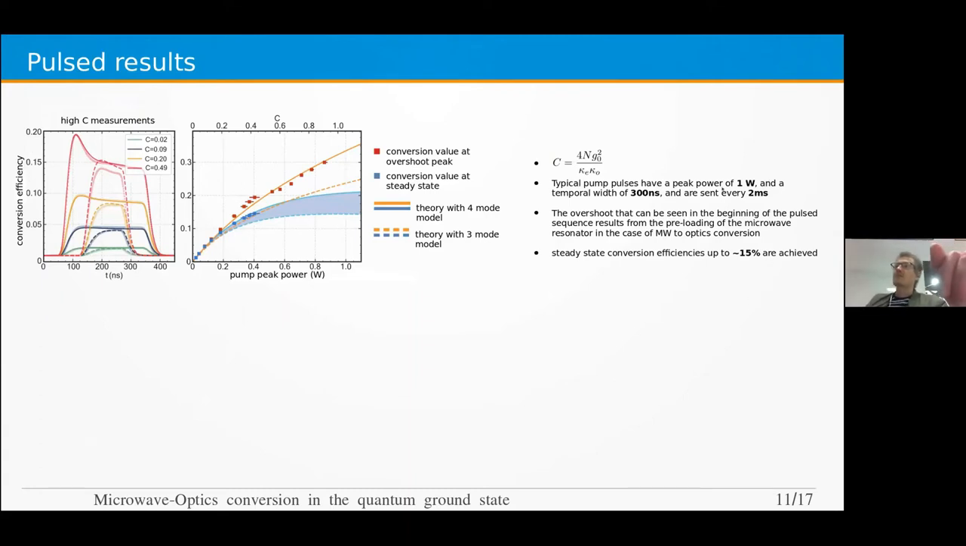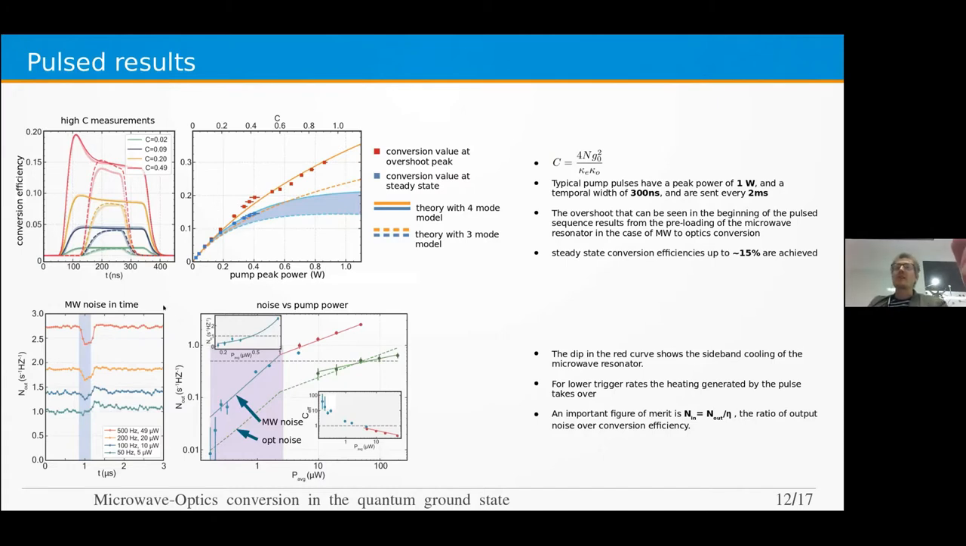So we do it. We use an EDFA, an optical amplifier, to send very strong pulses of 1 watt. They are pretty short, 300 nanoseconds, and are sent every 2 milliseconds. When we send a pulse, we now measure a conversion efficiency of 15%, which is logical. It's 1,000 times higher, and the pump that we use is 1,000 times stronger. We also noticed that we have an overshoot, which is due to the preloading of the cavity, and it's an effect that can be used. The red points correspond to the value of conversion with this overshoot, and the blue points without.